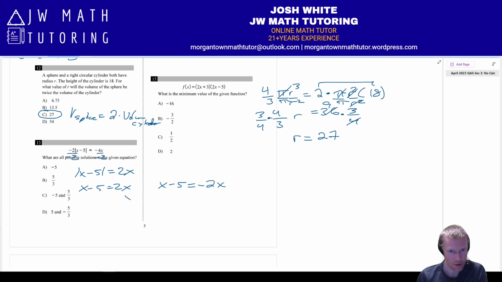Now when you solve each of these, on the left you subtract x, and you're going to get x equals -5. That's it. On the right, I would add 2x, and then I would also add 5.